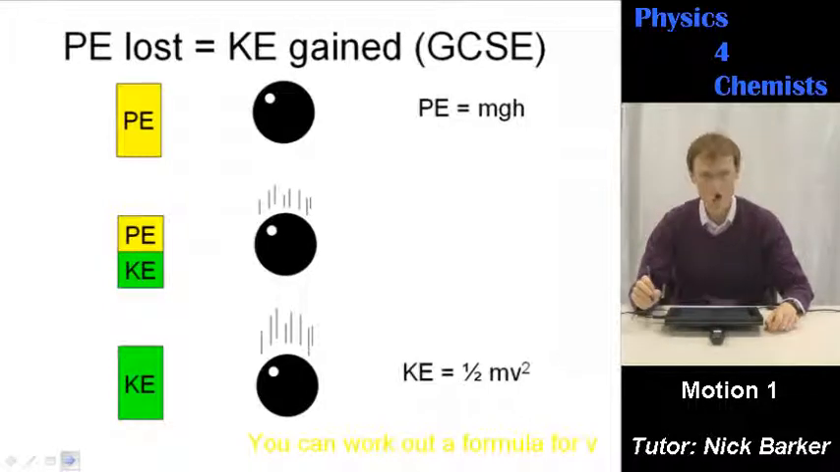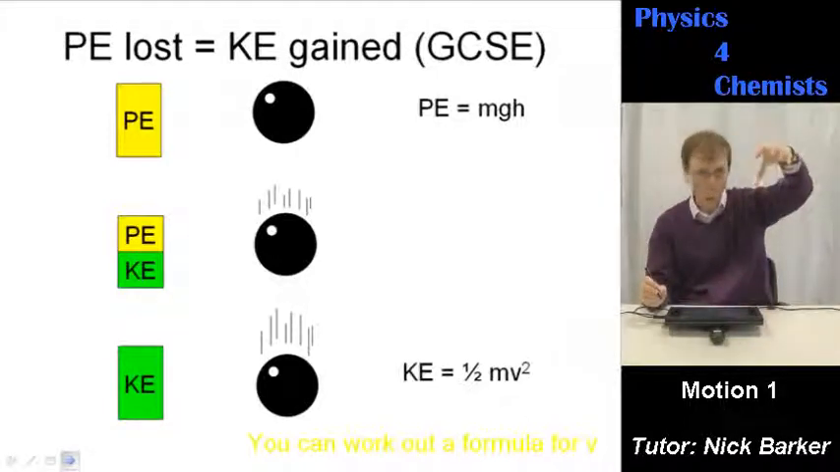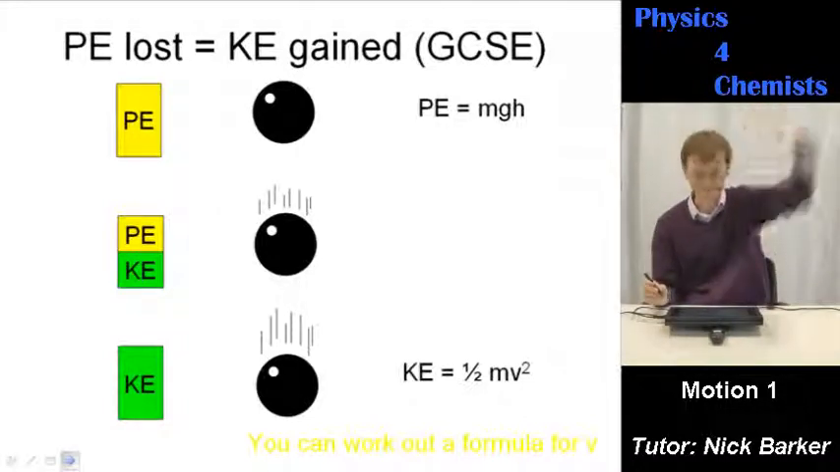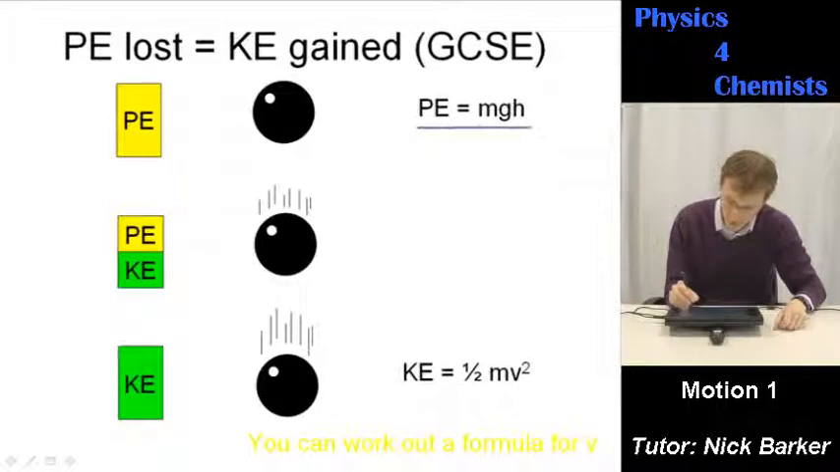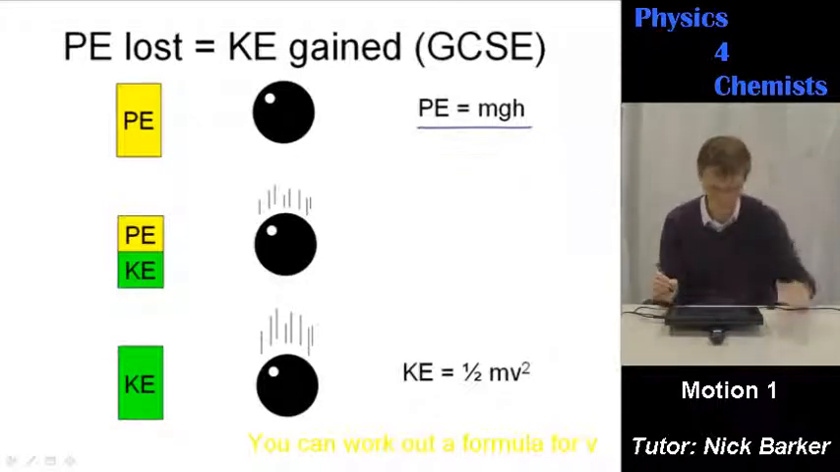Potential energy lost equals kinetic energy gained, GCSE science. If we have an object up high and we allow it to drop, just before it drops, its potential energy is a maximum. And potential energy for objects waiting to fall is defined by a formula. It's their mass times the acceleration due to gravity times the height they are above where they're going to fall down to.